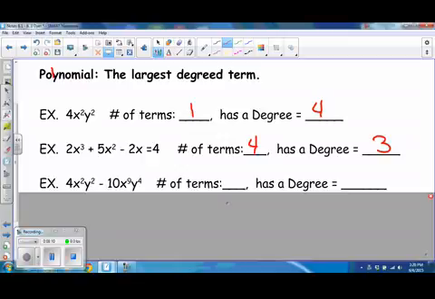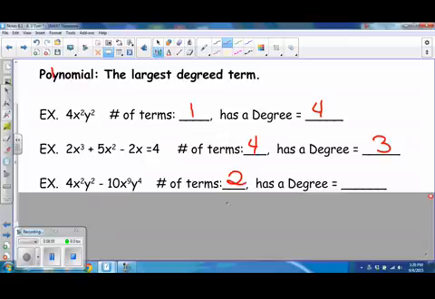Example 3. 4x squared y squared minus 10x to the 9th y to the 4th. Malik, how many terms does this have? 2. Very good. It has 2 terms.